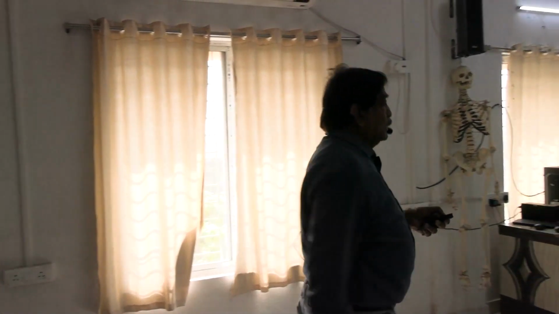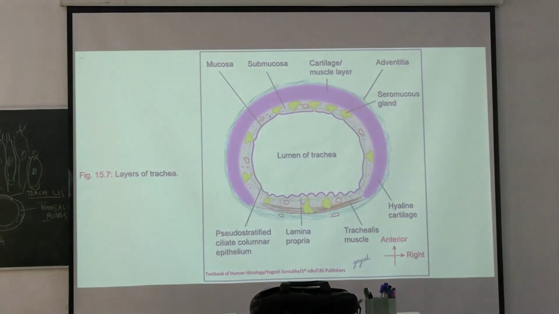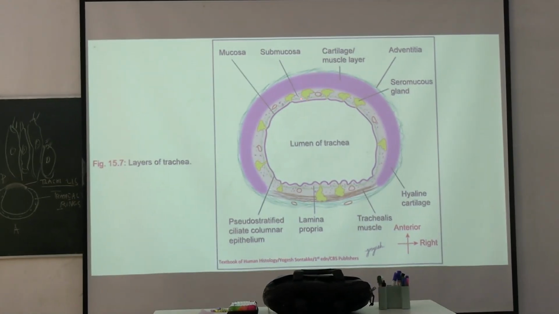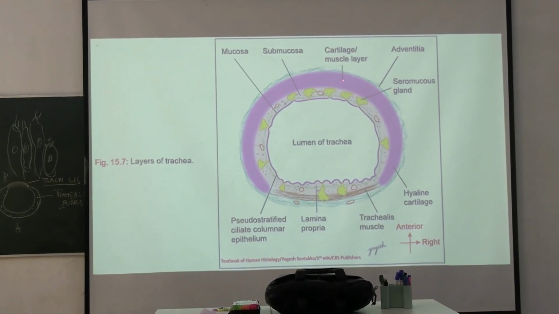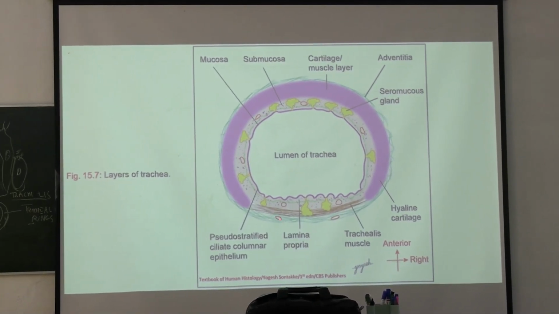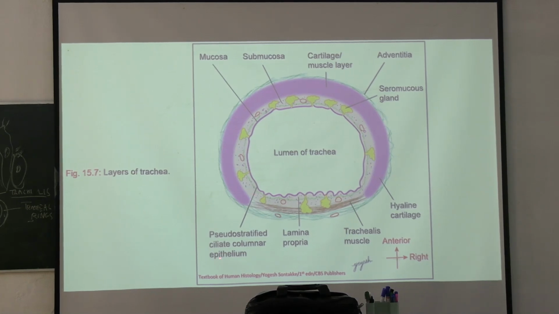Now see the layers of the trachea: the mucosa, submucosa, cartilage or muscle layer, adventitia, this is the outer adventitia. See the blood vessels, these are the blood vessels. And pseudostratified columnar epithelium, this is the pseudostratified columnar epithelium. And this is seromucous gland, and this is the lumen of the trachea.